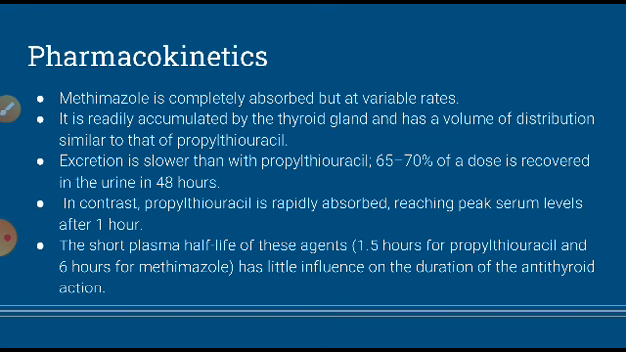In the beginning, I have given you a little information. Methimazole is completely absorbed but at variable rates. It is readily accumulated by the thyroid gland and has a volume of distribution similar to that of propylthiouracil. Excretion is slower than with propylthiouracil. Around 65 to 70% of a dose is recovered in the urine in 48 hours. In contrast, propylthiouracil is rapidly absorbed, reaching peak serum level after 1 hour. The short plasma half-life of these agents has little influence on the duration of the anti-thyroid action.